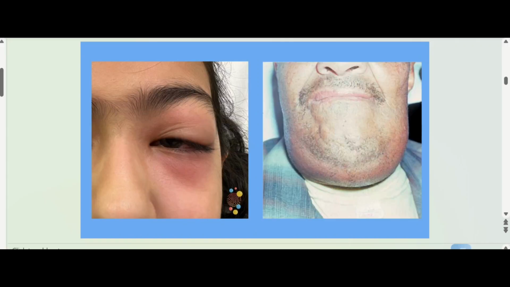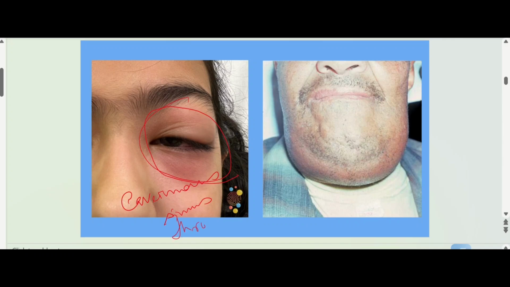So coming to the next picture, it is a case of orbital cellulitis. You can see this area is red, swollen. So this is a case of orbital cellulitis. Orbital cellulitis are dangerous because it can spread through the ophthalmic veins into the cavernous sinus and can cause cavernous sinus thrombosis, which is a fatal condition.